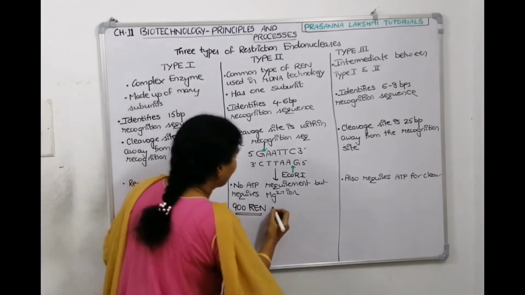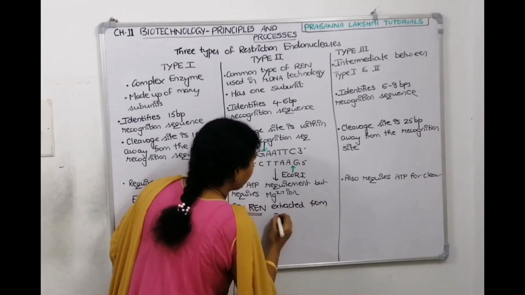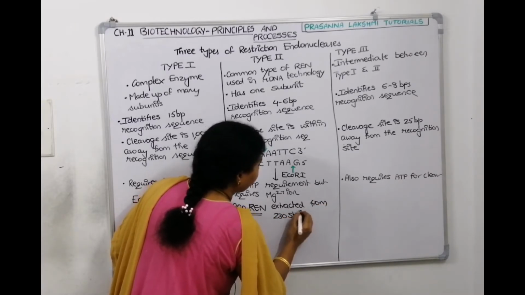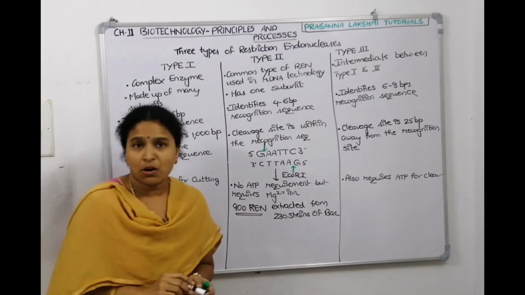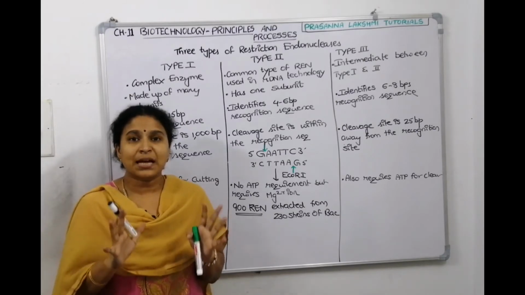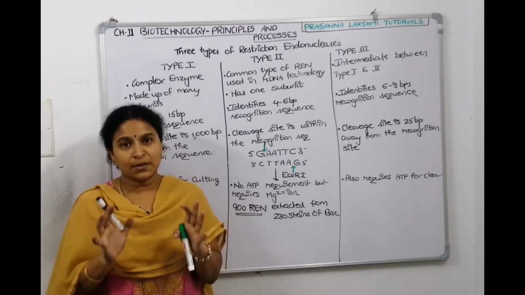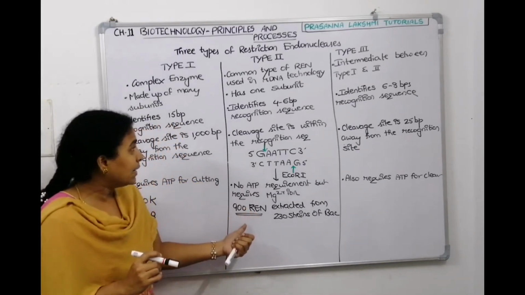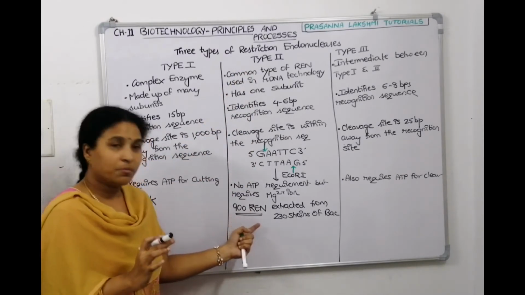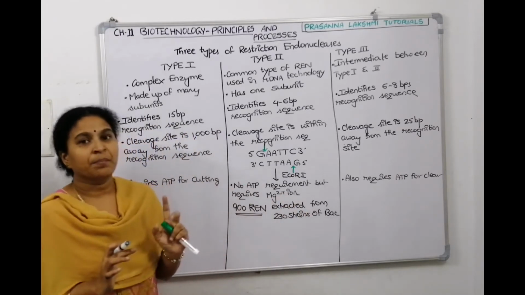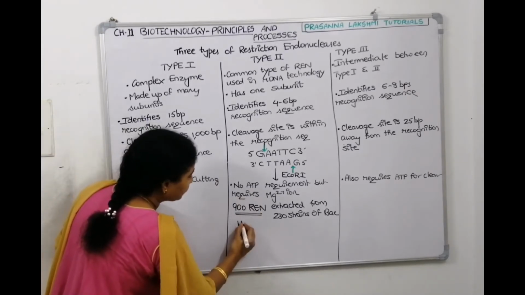900 enzymes are available in the market, extracted from 230 strains of bacteria. Restriction enzymes we cannot prepare on our own. Restriction enzymes are prepared only by the bacteria; from the bacteria we can isolate them. How many restriction enzymes have you isolated so far? 900 types of type 2 restriction enzymes, from 230 strains of bacteria.